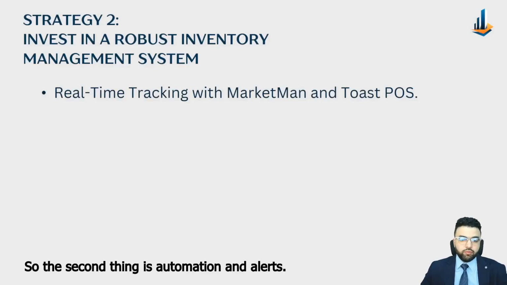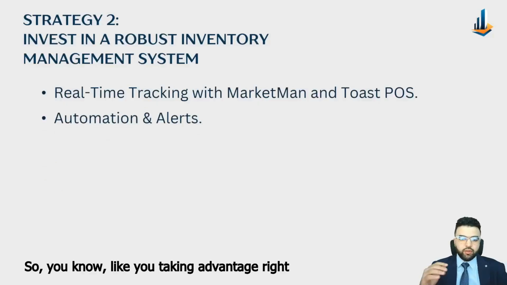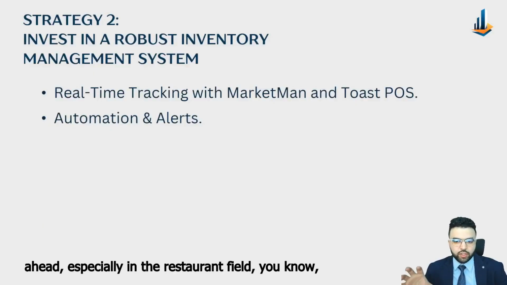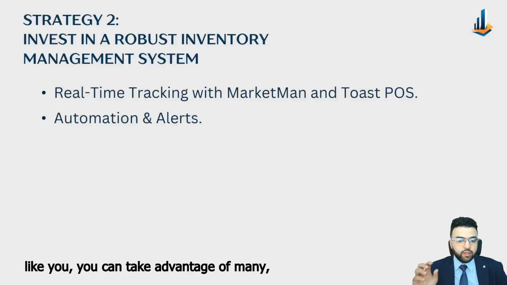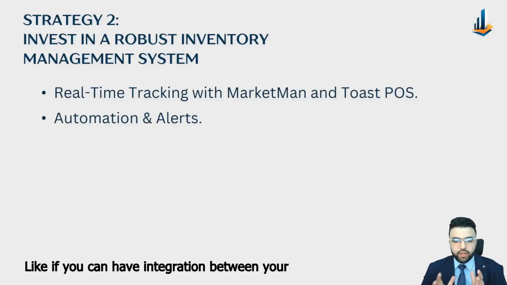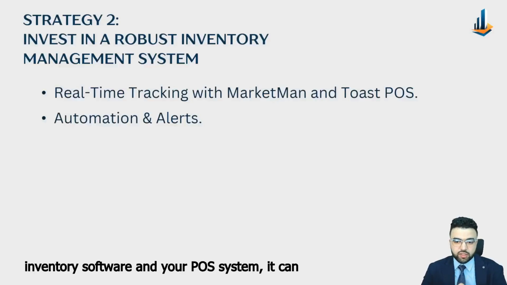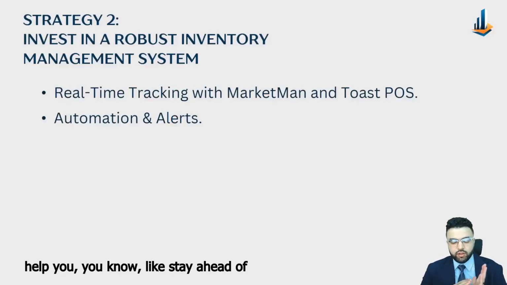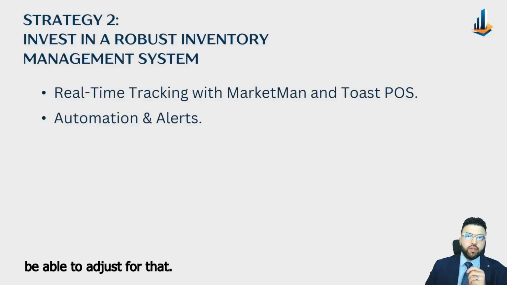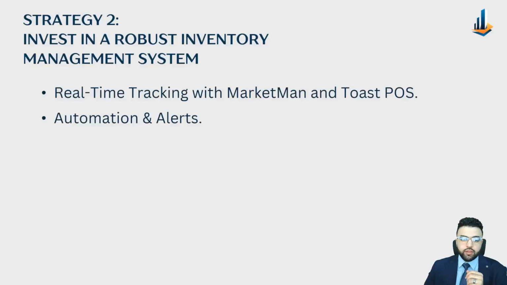Okay, so the second thing is automation and alerts. Technology right now is way ahead, especially in the restaurant field. You can take advantage of many software options. If you have integration between your inventory software and your POS system, it can help you stay ahead of time. And whenever you see a low stock, you will be alerted and you will be able to adjust for that.